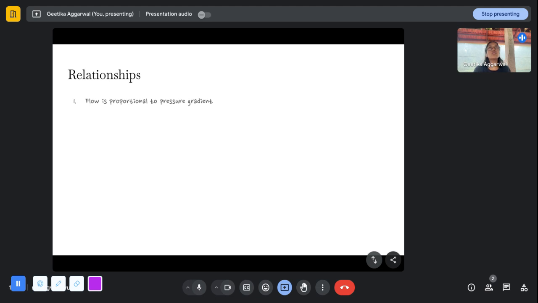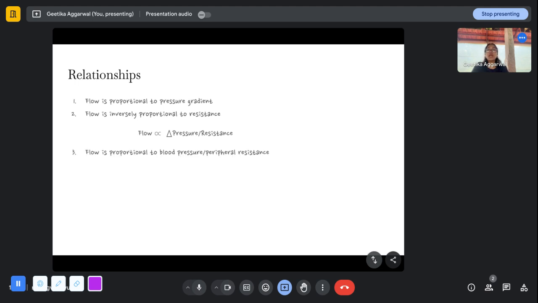Coming to the different relationships that are seen, the blood flow is proportional to the pressure gradient. So flow F is proportional to the pressure gradient, which is P, and then flow is inversely proportional to resistance. So F is proportional to 1 by R. So you can say that flow is proportional to delta P, which is the pressure gradient, divided by resistance. Flow is proportional to blood pressure by peripheral resistance as well. So if the blood pressure is high, the flow will be high because, of course, if there's more force, then the blood will flow faster.